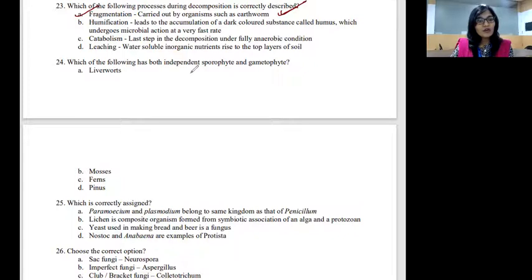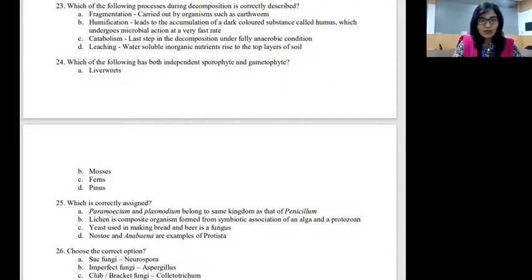Okay. Which of the following has both independent sporophyte and gametophytic stage? Sporophytic stage and gametophytic stage we studied in plant kingdom, right? Yes. So both are not dependent on each other. That you will see only in ferns, which is a pteridophyte. So answer is going to be option C.